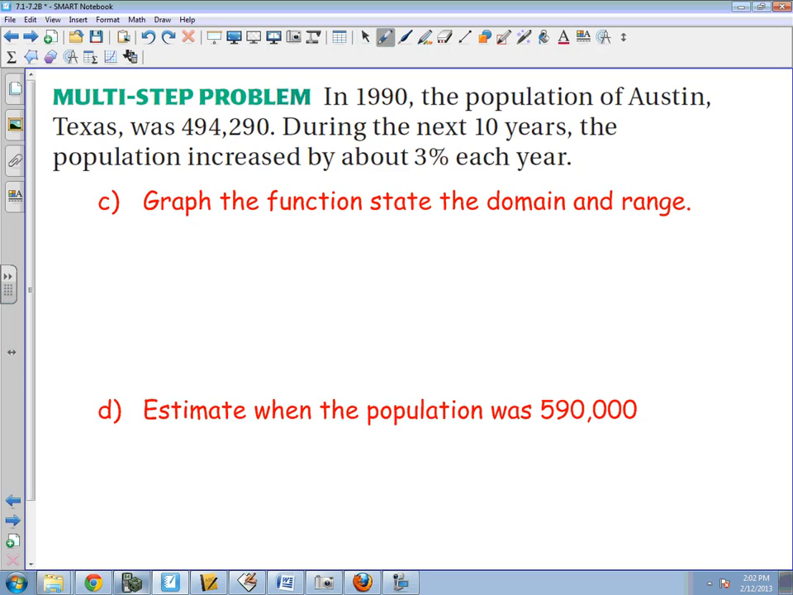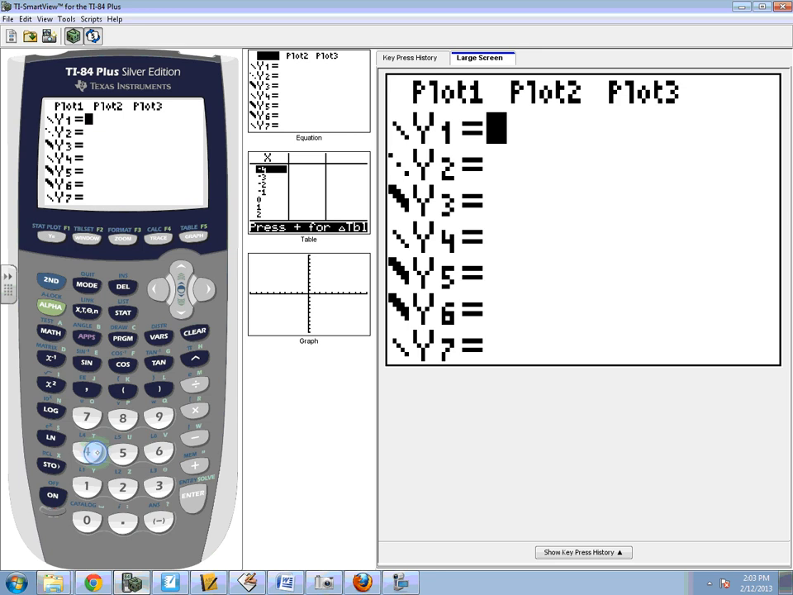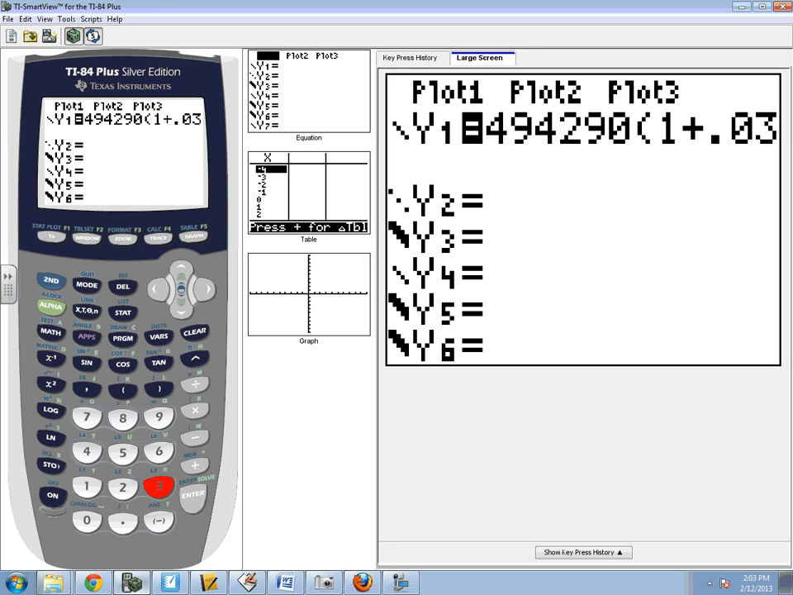So my model, once again, just write it here, was 494,290 times (1 plus 0.03) to the 1 times t power. So you can put it over 1 still. It doesn't really matter because anything divided by 1 is just the same thing. So I'm going to put this into my y. So y equals 494,290 times (1 plus 0.03 over 1) to the t power. I don't have t, so I'm going to call it x.